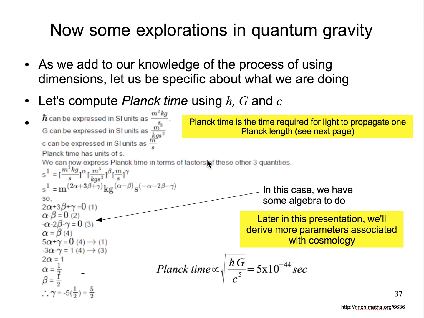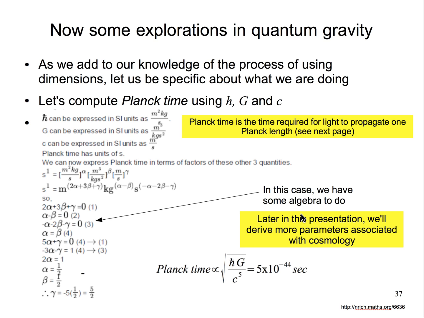All right, ready to do some quantum gravity. And we'll do quite a bit more of this before this presentation is over. So, we're going to use three parameters: Planck's constant, Newton's gravitational constant, and the speed of light. These are three parameters that dominate what's done in any calculation that involves quantum mechanics. That's Planck's constant and associated gravity.